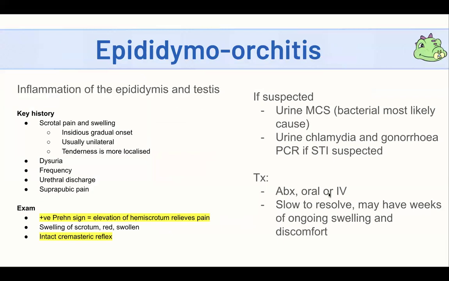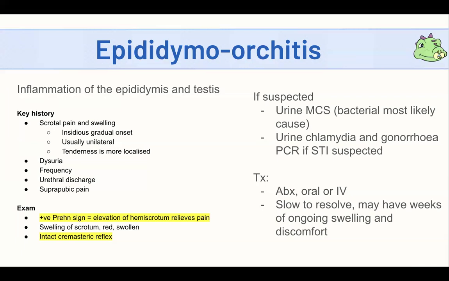And then finally is epididymo-orchitis, which is an inflammation of the epididymis and testis. So the key history here to differentiate between the two is that the pain is more a gradual onset. And yeah, usually unilateral as well. And then you might have some urinary symptoms, so dysuria, increased frequency, any urethral discharge, suprapubic pain.